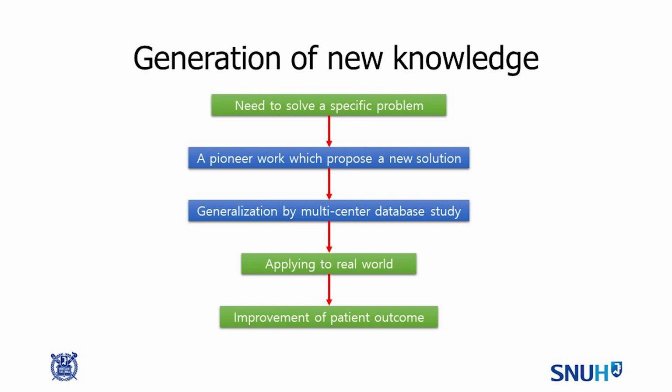This diagram shows a typical way to generate new knowledge. There is some issue or problem, and a pioneer does work to propose a new solution. But somebody agrees, and somebody does not agree with that. Eventually, generalization is necessary to make a confirmation and consensus. So a multi-center database study is necessary. After getting an outcome, we can apply it to the real world. And eventually, the goal of the whole work on this issue is improving patient outcome. So making new knowledge is directly related to the improvement of modern medicine.